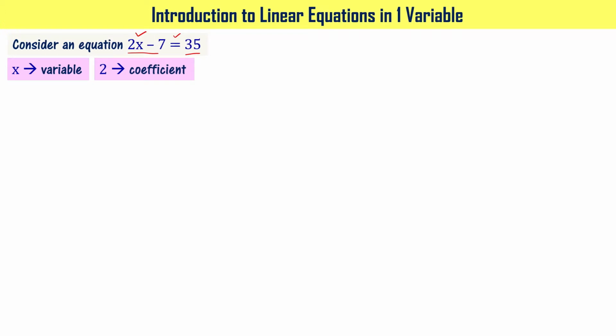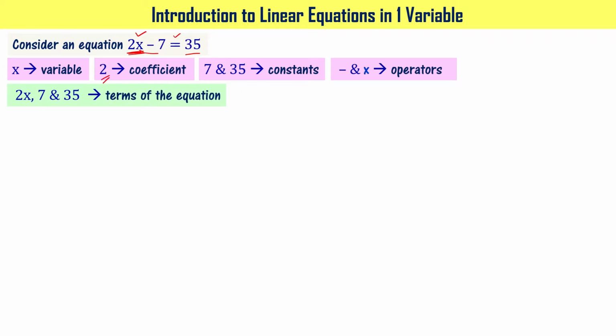2 is the coefficient of the variable. Please note this. When you observe this 2x, 2 is multiplying x, right? Since x is the variable, 2 is going to be the coefficient of the variable. 7 and 35 are the constants because they have a constant value. Minus and multiplication symbols are called operators. Here, we are subtracting 7 from 2x, right? That is why the minus symbol is denoting an operation, and 2 is multiplied with x. That is why multiplication is also an operation, right?